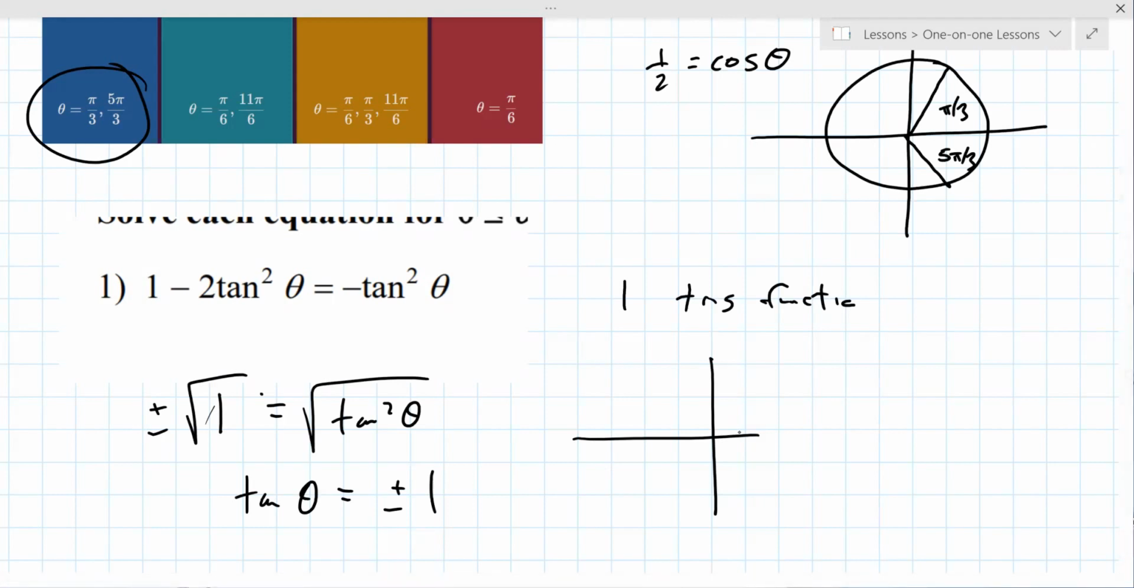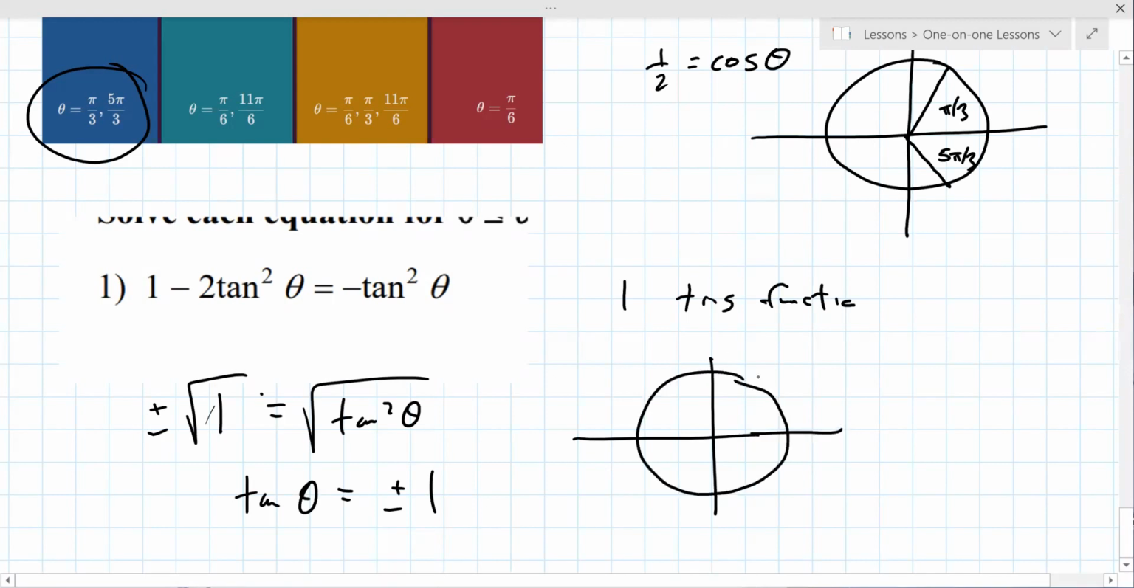So which part of the unit circle is it going to be on? So again, if it's just 1, it's where it's got a slope of 1. You're looking for a line that's going up with a slope of 1. And so it's there and then all the way there. So it's pi over 4 and 5 pi over 4. And then for negative 1, going the other way, that's 3 pi over 4 and 7 pi over 4.